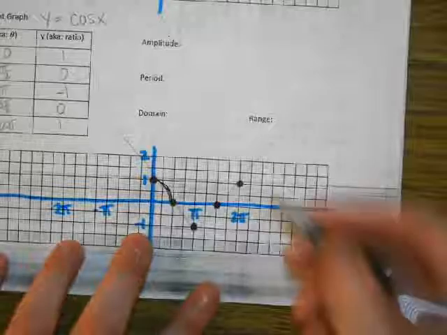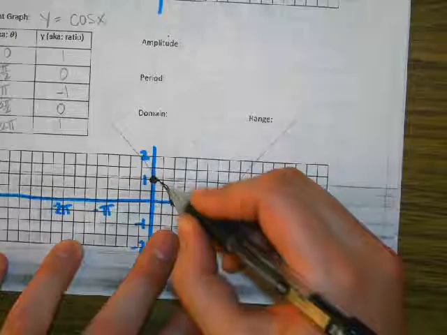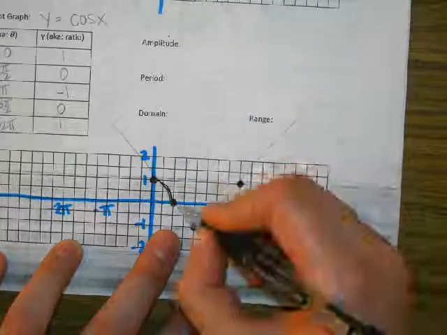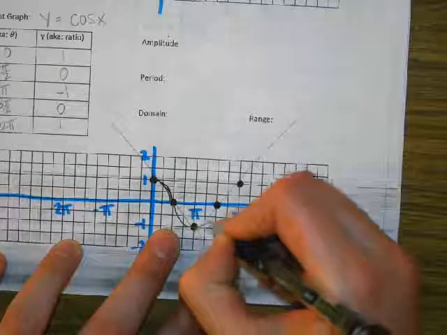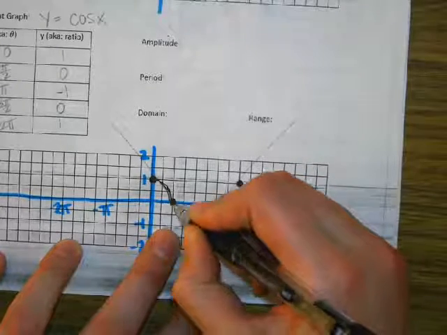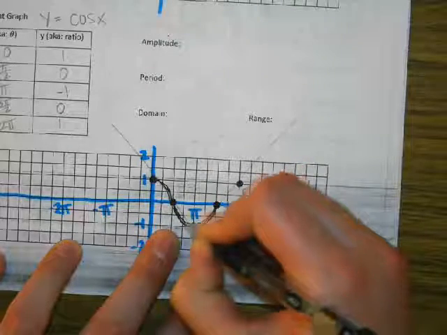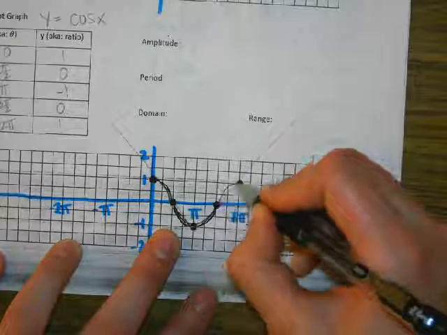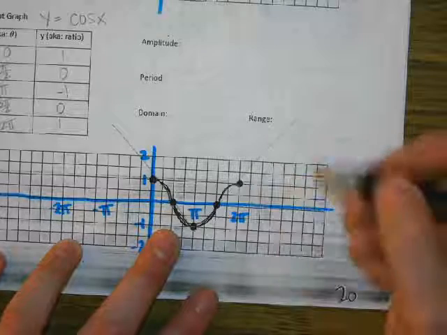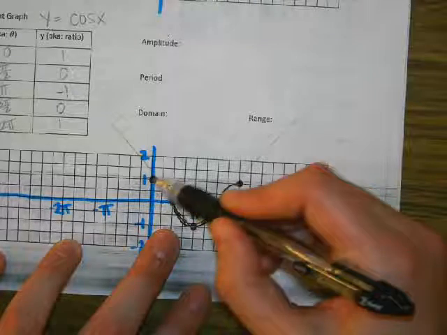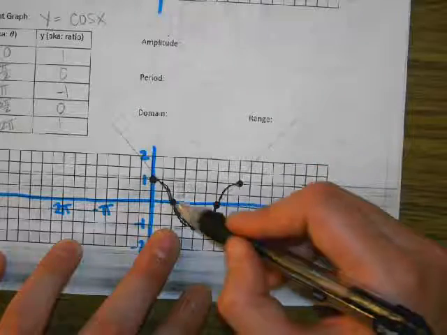Alright, so we make these curved lines. So we've got half of a bowl shape or half of a parabola shape right there. Then we've got this little curve shape down here. So this has to curve like an upside down U. And this has to curve like a right side up U.